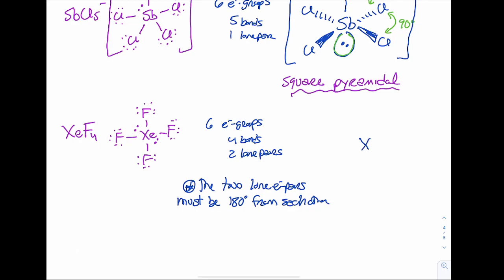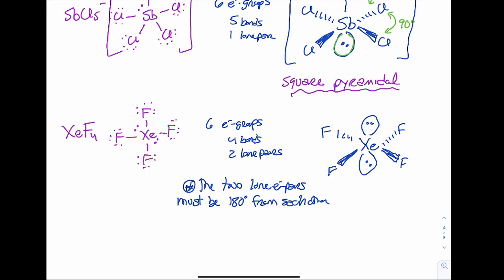So I'm going to do Xeon in the middle. I'm going to go up to a lone pair, and down to a lone pair. And then I'm going to have a fluorine coming out and going back on each side. 2 coming out, and then 2 going back.